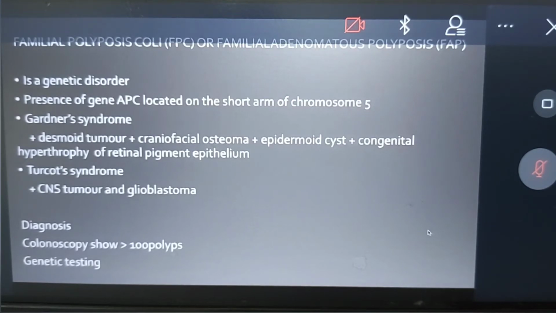To diagnose FAP, when we do the colonoscopy, it shows more than 100 polyps and is positive for genetic testing.